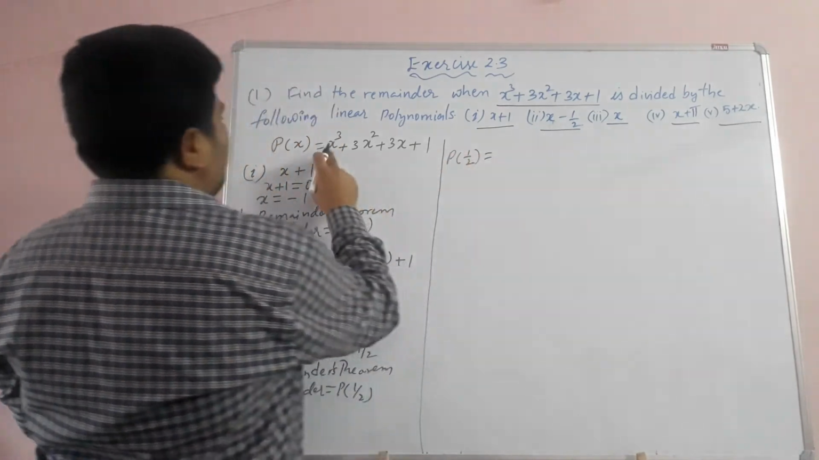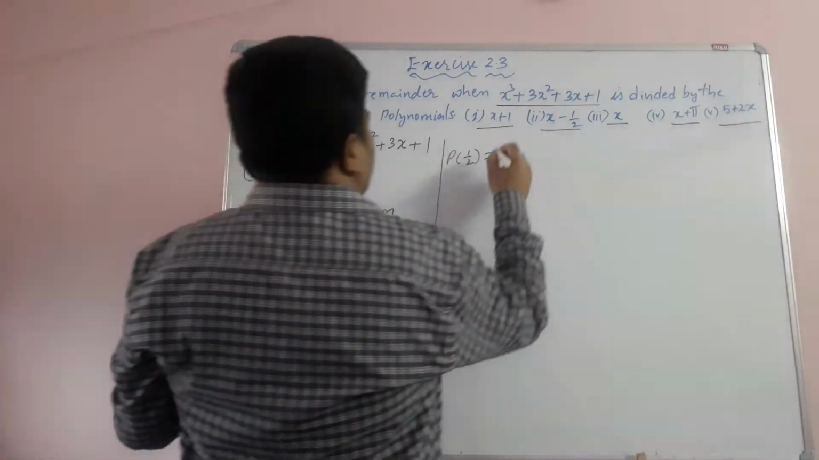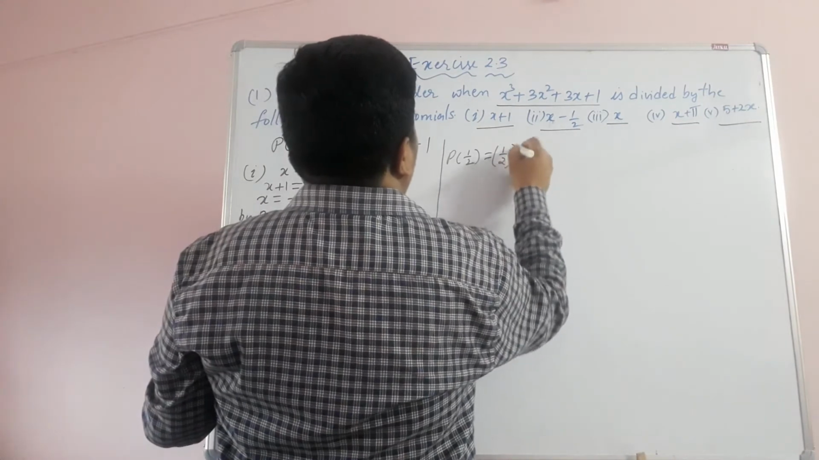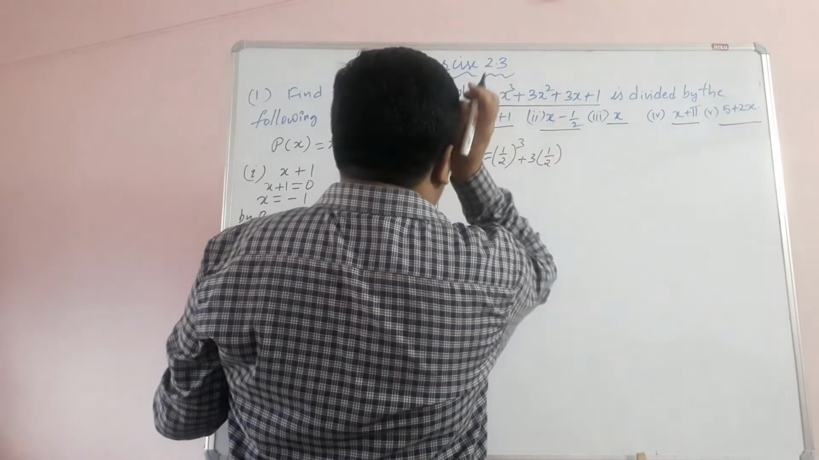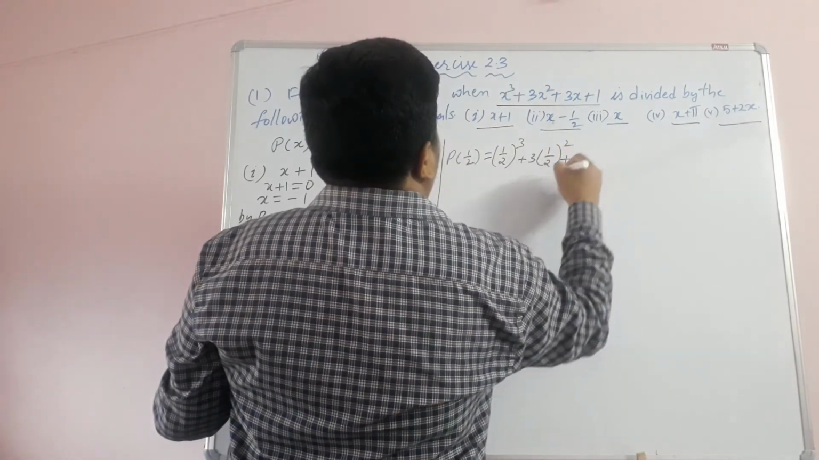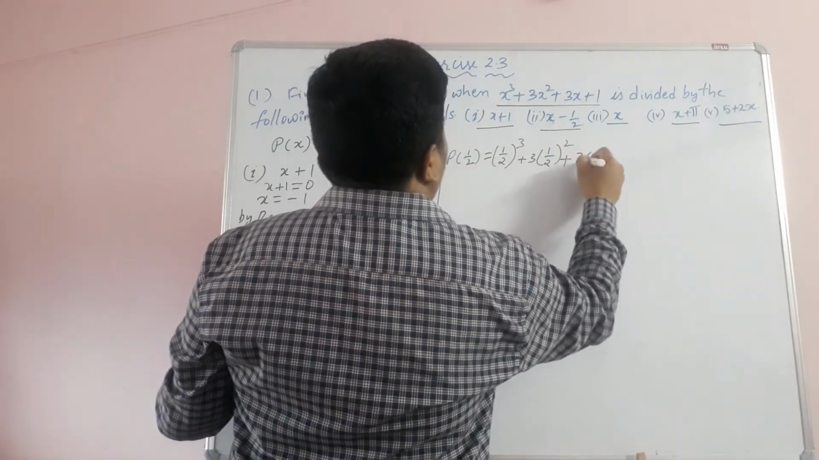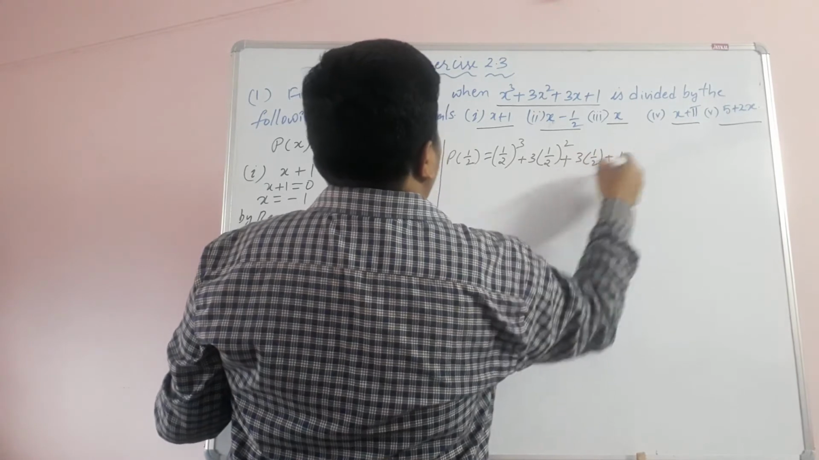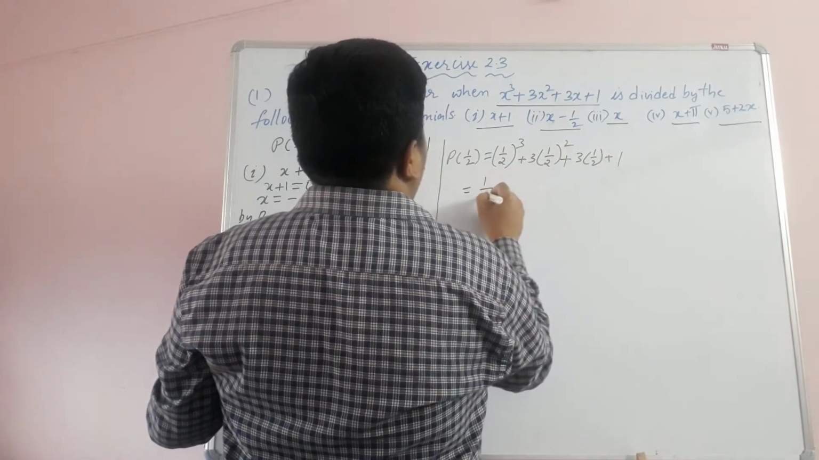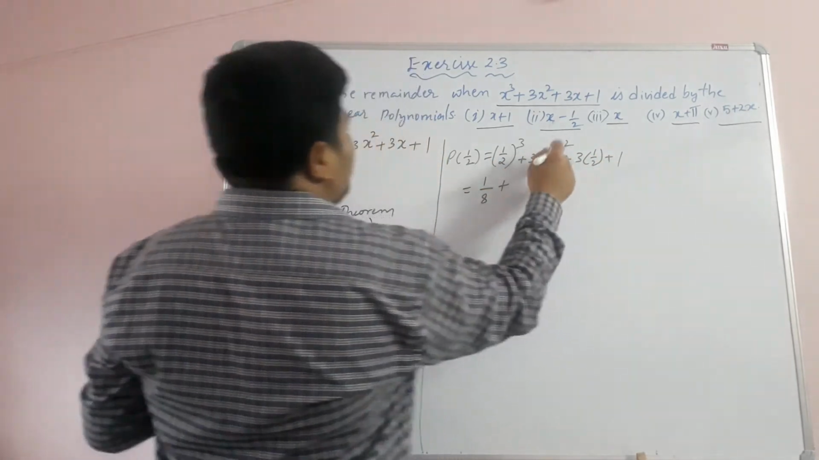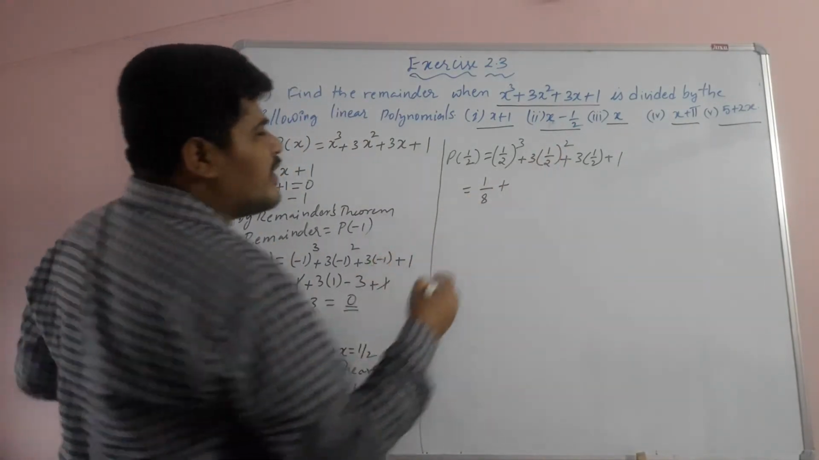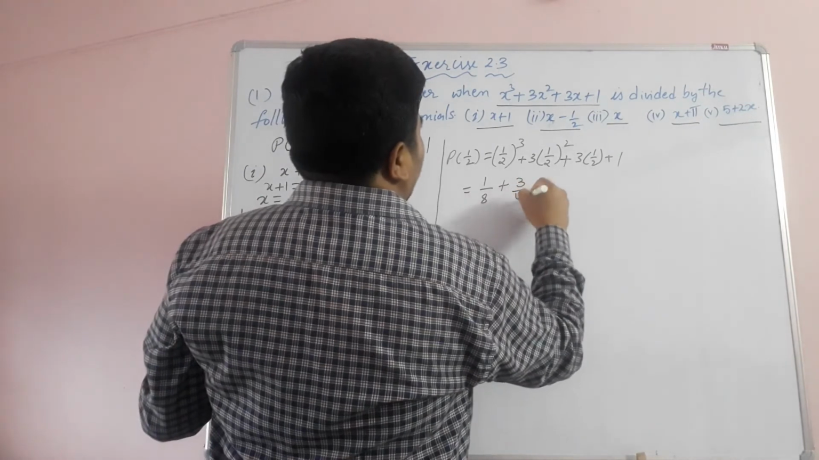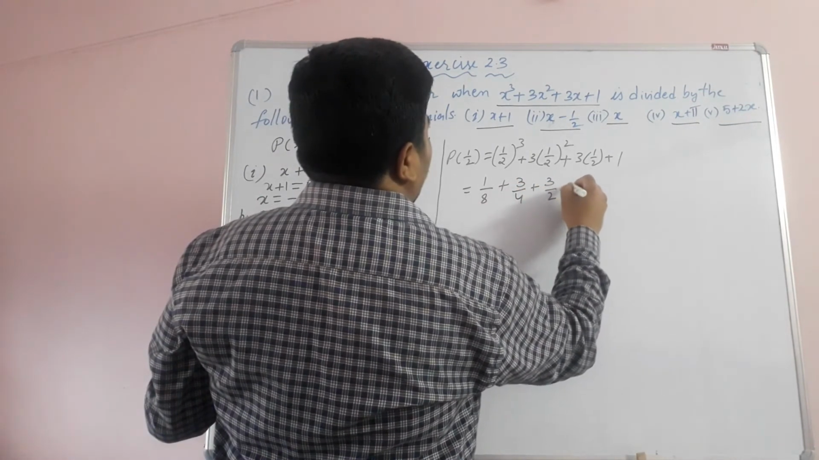Okay, so replace x with 1 by 2. So 1 by 2 cube plus 3 into 1 by 2 square plus 3 into 1 by 2 plus 1. So children, what is the value of 1 by 2 cube? 1 by 8, plus 3 into 1 by 2 square. 1 by 2 into 1 by 2 is 1 by 4, right? So 3 into 1 by 4 is 3 by 4. Okay, plus 3 into 1 by 2 is 3 by 2, plus 1.